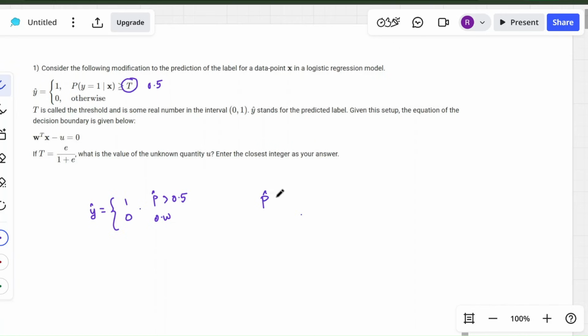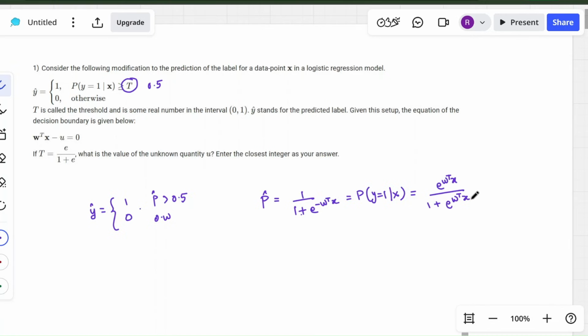Because what is my p hat? P hat is equal to 1 by 1 plus e to the power minus W transpose X. This is my p hat, or the probability that y is equal to 1 given x. And this can also be written, if you multiply e to the power W transpose X throughout in the numerator and the denominator, as e to the power W transpose X divided by 1 plus e to the power W transpose X.